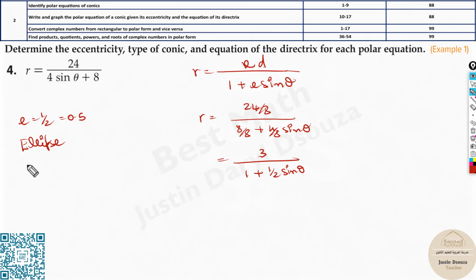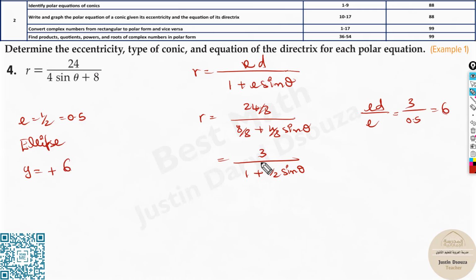So what is the directrix now? It's sine, so y is equal to, it's positive, so plus. But how do we get that? All you need to know is ed divided by e. What is ed? It's 3, divided by the e value 0.5 or half. When you divide by half, it'll just multiply above, right? It'll be 6.